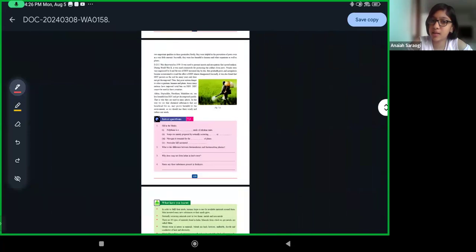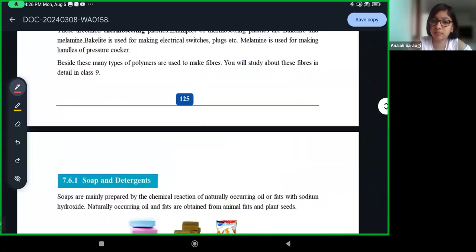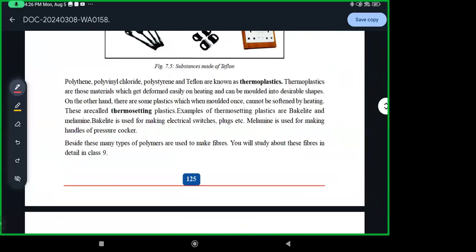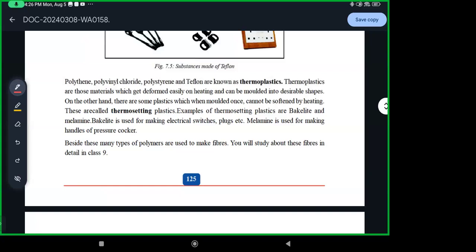Ma'am, on Wednesday will be only the biological process one, right, ma'am? Wednesday, only biological process. Right, only that chapter.